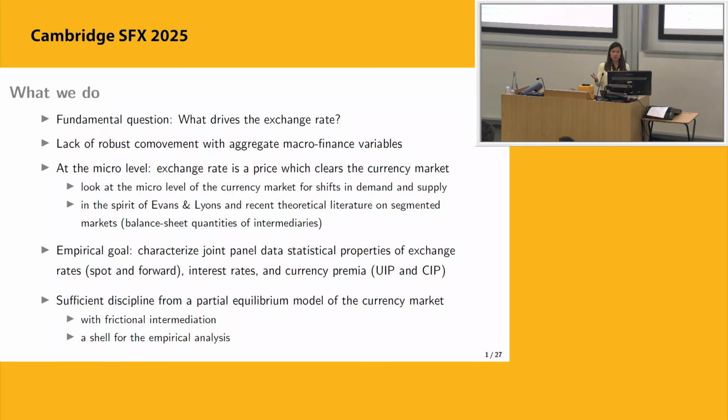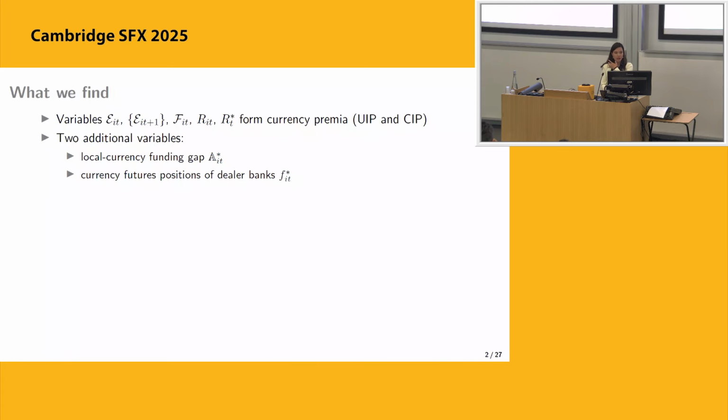And this will be a very simple partial equilibrium model with frictional intermediation, which will offer a shell for our empirical analysis. So what do we find? Our outcome variables are the exchange rate, both current and future exchange rate, the forward rate and interest rates, which form the currency premia, the predictable UIP and CIP deviation.